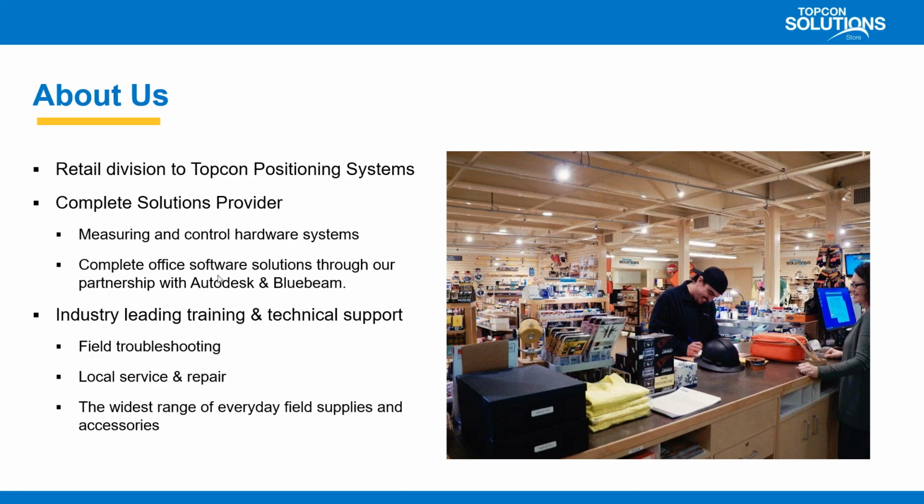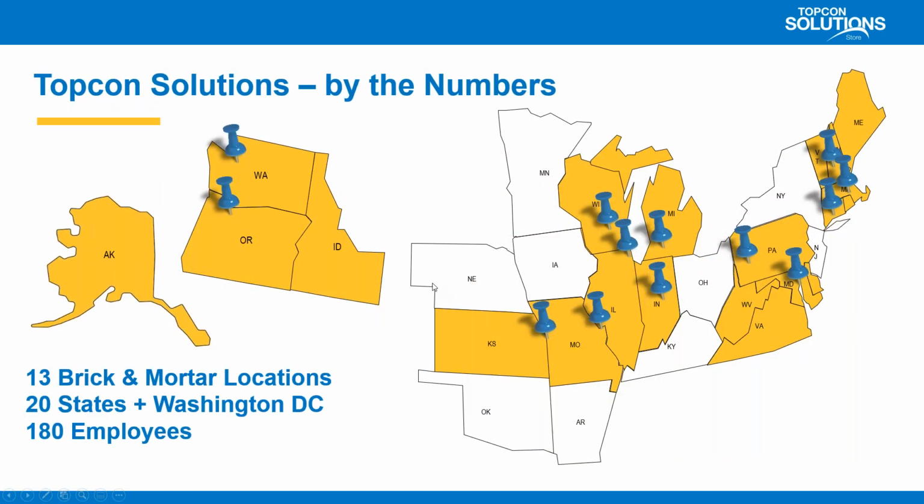We offer a complete office software solution through partnerships with Autodesk and Bluebeam as well. And then we have industry-leading training and technical support. I talked about the training there. We also have our field teams who help go out and troubleshoot if you have any issues with your equipment or you're trying to figure things out. We have local field teams that are ready to help you out. And we have the widest range of everyday field supplies and accessories. A little bit more about us is that we have 13 brick and mortar locations, and we are currently in 20 states, including Washington, DC. And right now we're sitting at about 180 employees, and we are growing.